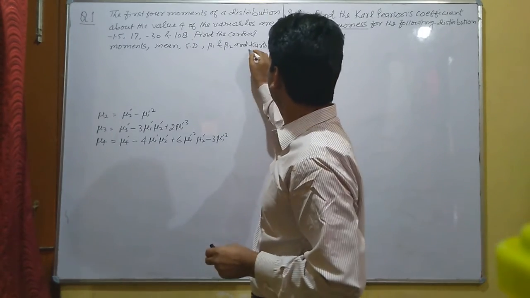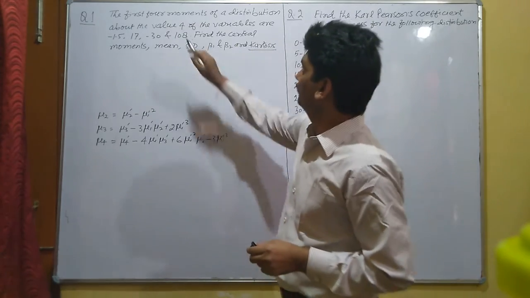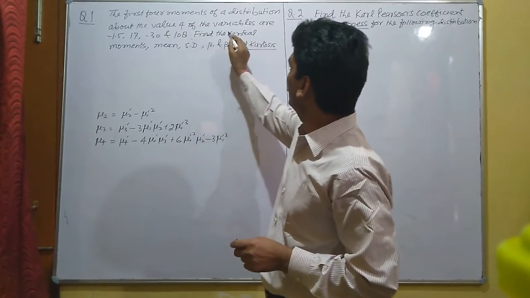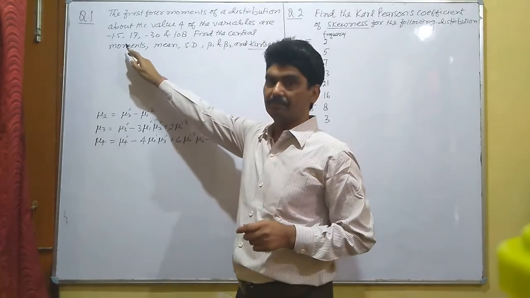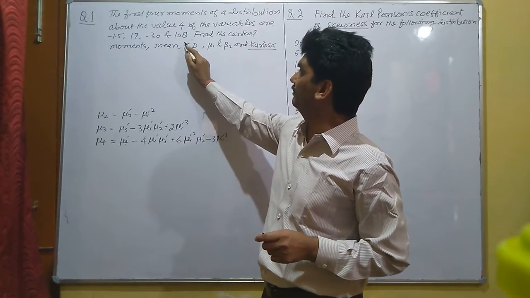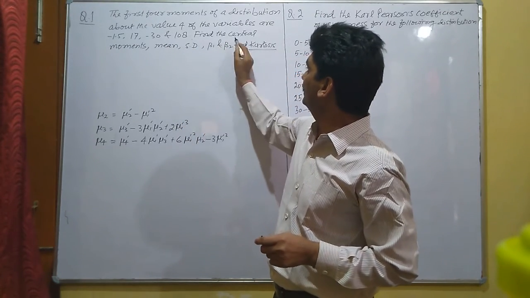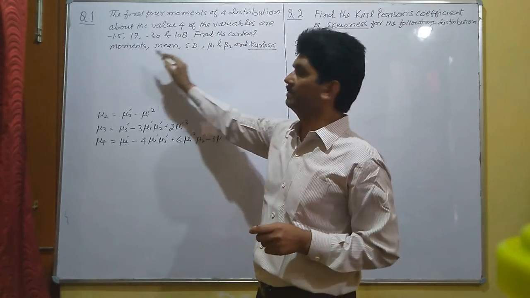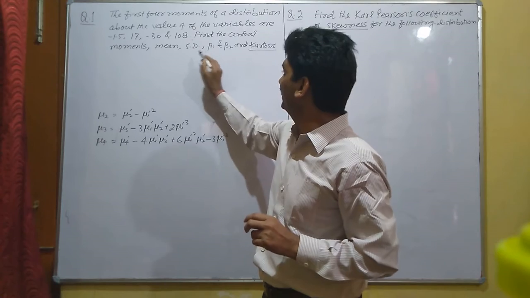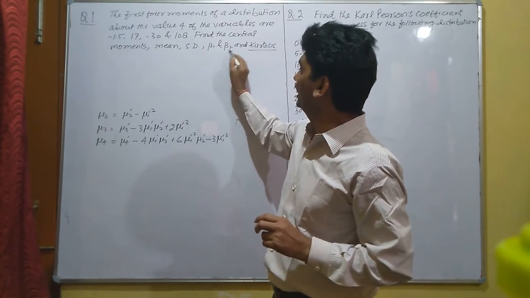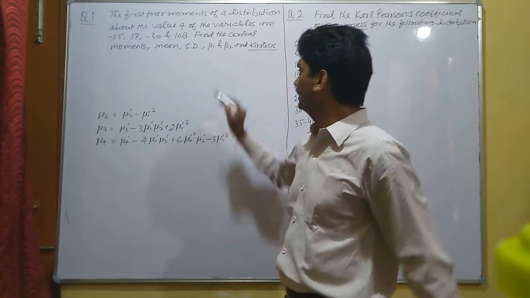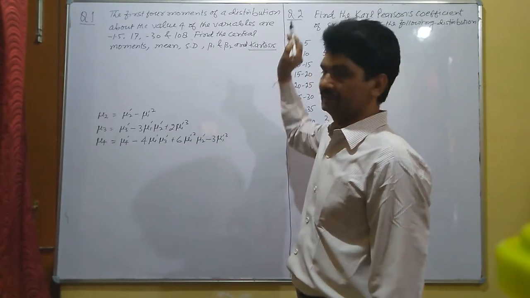So, first problem. The first four moments of a distribution about the value 4 of the variable are minus 1.5, 17, minus 30 and 108. Find the central moments. Central moment means moment about the mean. Also find the mean, standard deviation, beta 1 and beta 2, which are Pearson's coefficients, and the kurtosis.